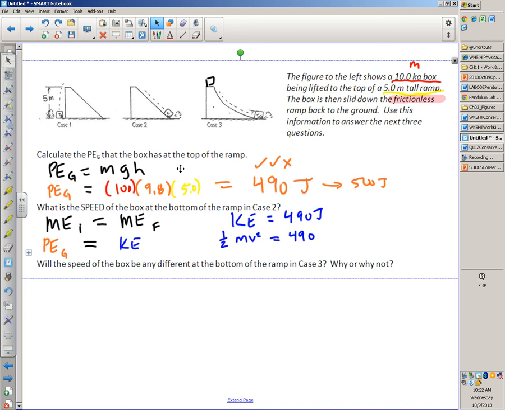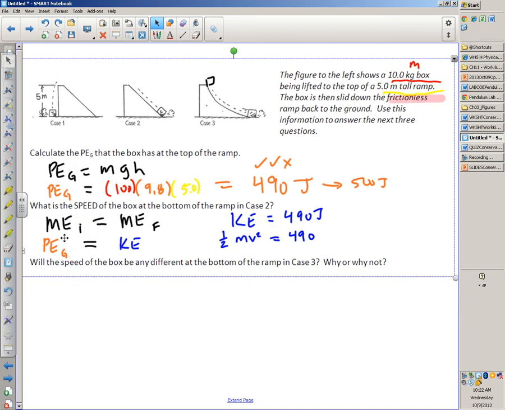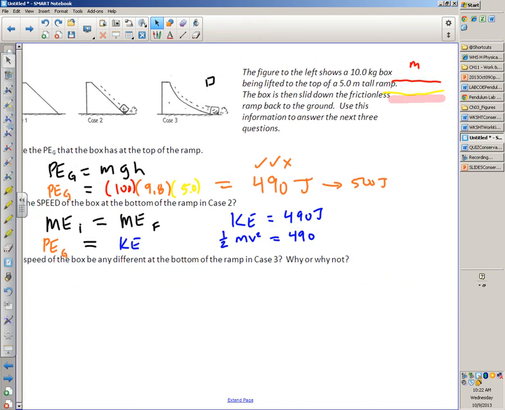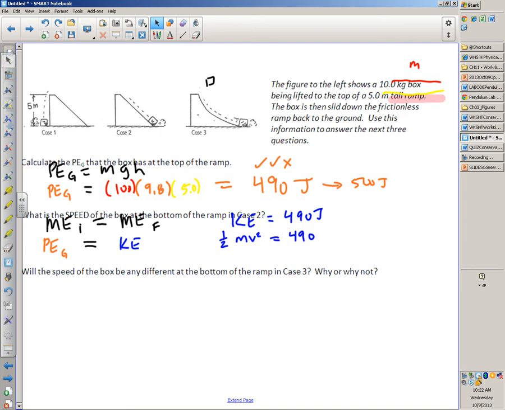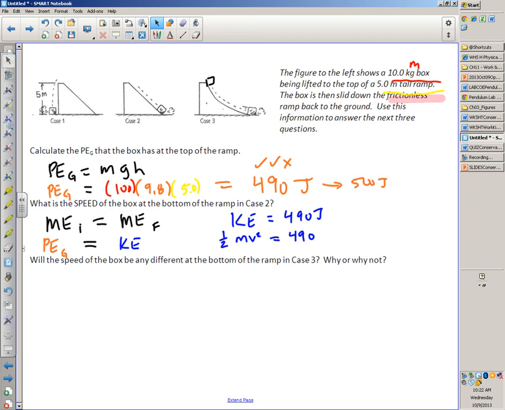If we look at it from an energy standpoint, on this ramp, ramp 3, what kind of energy will it have up at the top? Still has what kind of energy up at the top? Potential, right? And then at the bottom, what's it going to have? Kinetic.